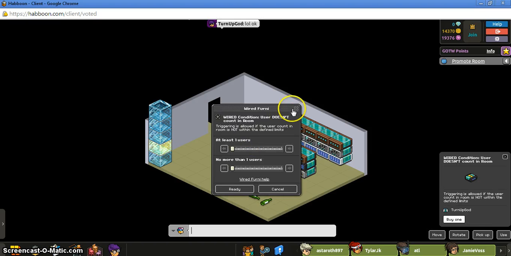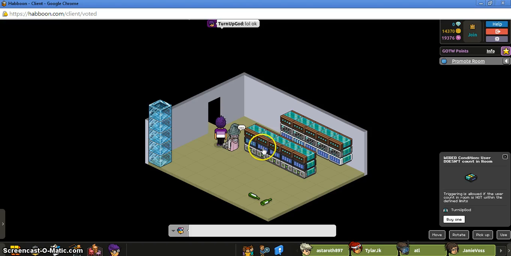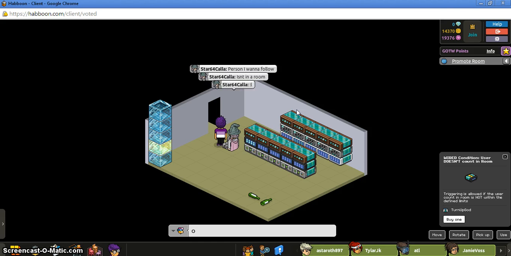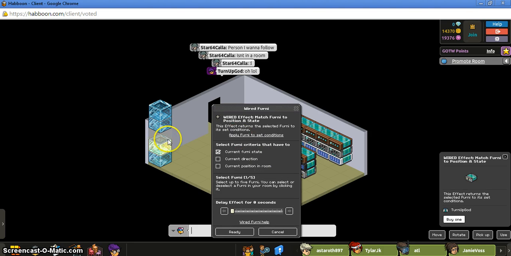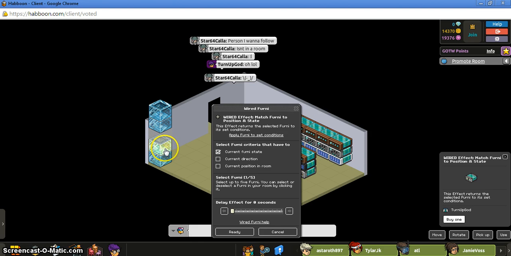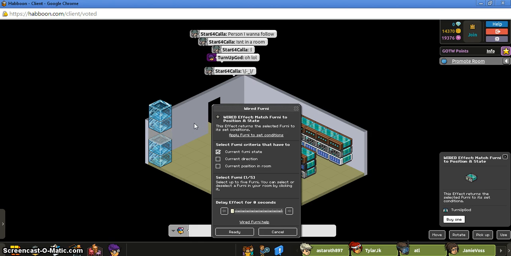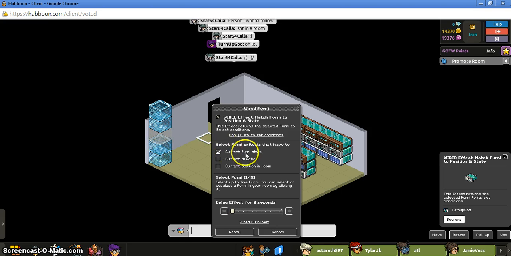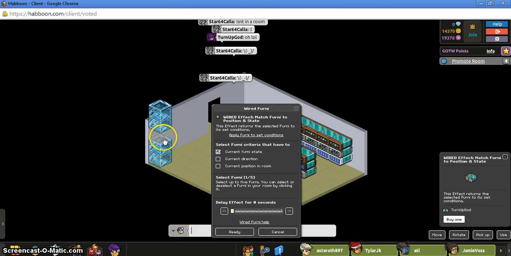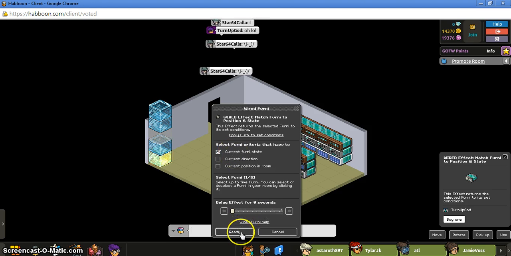User count, obviously, 1-1, and then this one would be like 2-2 and everything like that. And so each one set like that, the furni state change. I kept it to current furni state, but the current furni state is always for when you selected beforehand. So like this one, I kept it at the current furni state of when it was turned off.